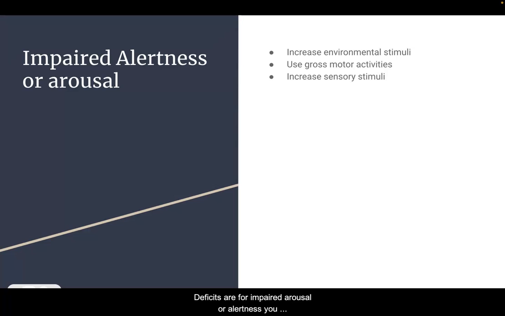deficits are for impaired arousal or alertness. You would need to increase the environmental stimuli. This would be, for example, let's say the person who is Ranchos Los Amigos, like level 3, where they're in and out of awareness and alertness. This is the person that you need to get out of bed. So when you walk into the room and they don't open their eyes and you provide sensory stimuli such as a sternal rub or nail bed pressure, this is the person that you need to move to help with their alertness and their arousal.